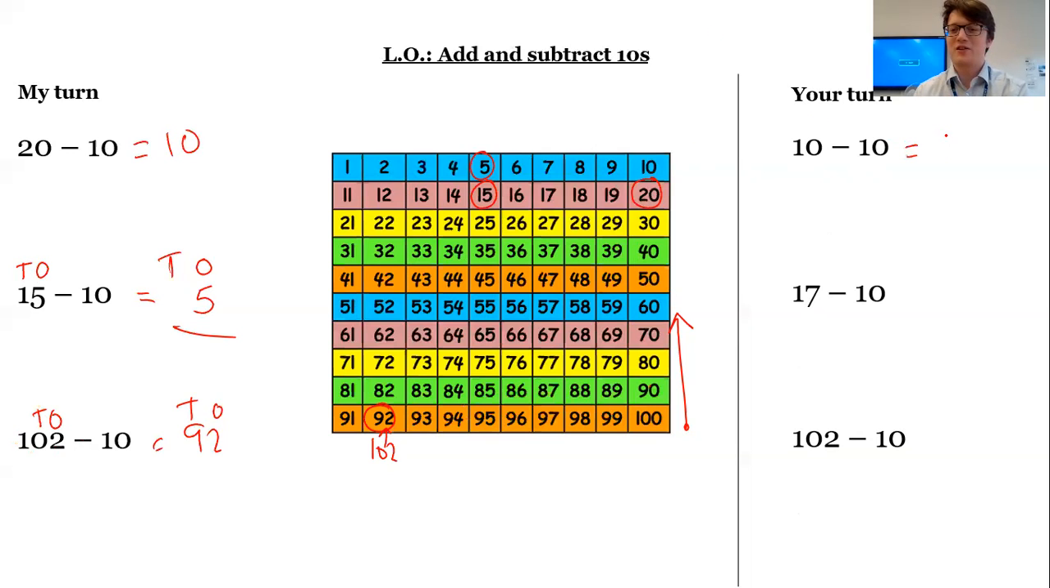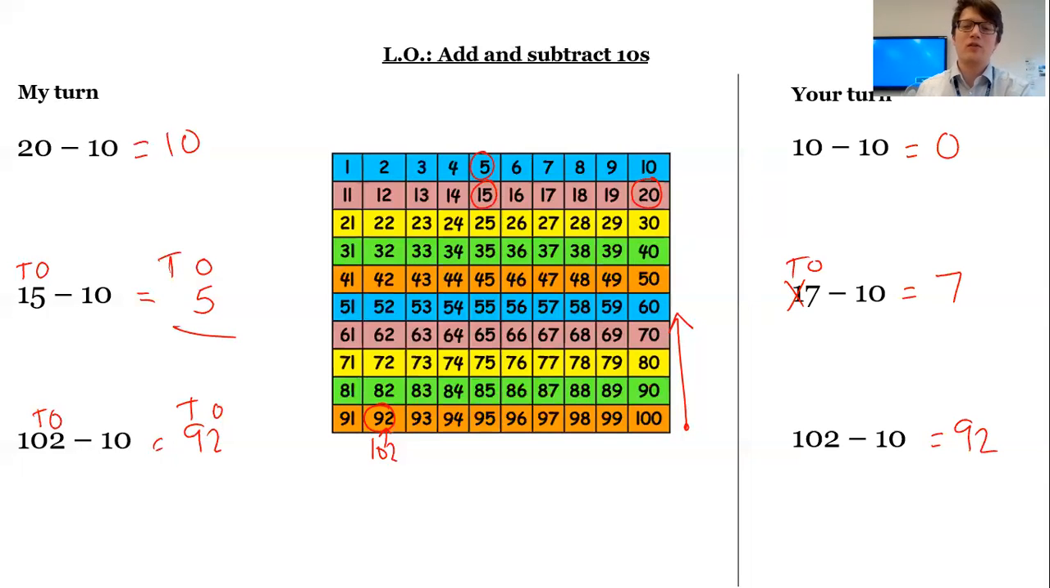10 subtract 10 is going to be 0. If I take away the entire number, I get 0, nothing left. Again, here I'm taking away this 10, so I'm just left with 7 ones, and 102, we've already got that, is 92. Okay, so have a go now at your independent task.